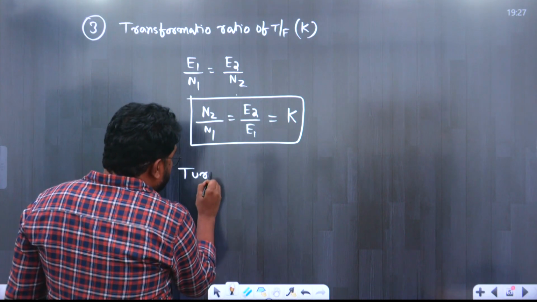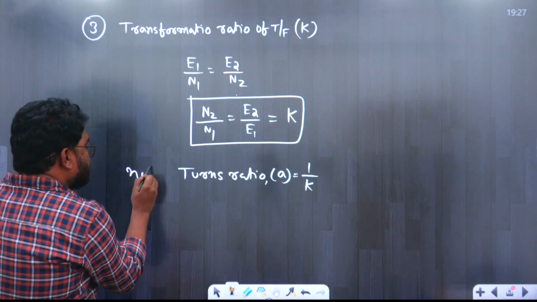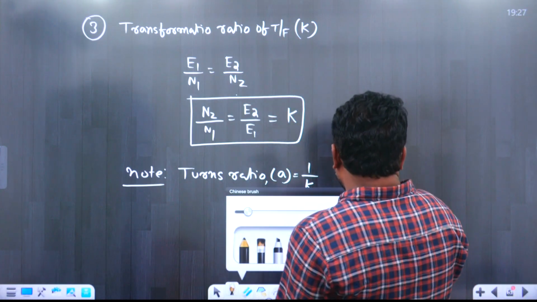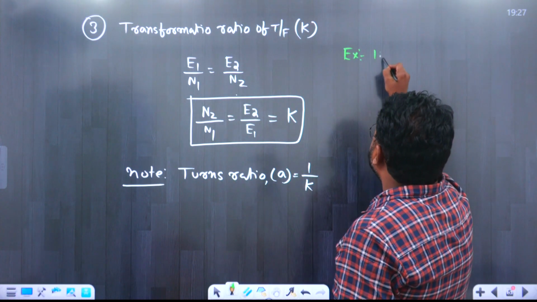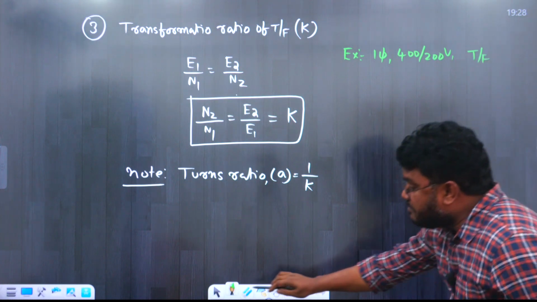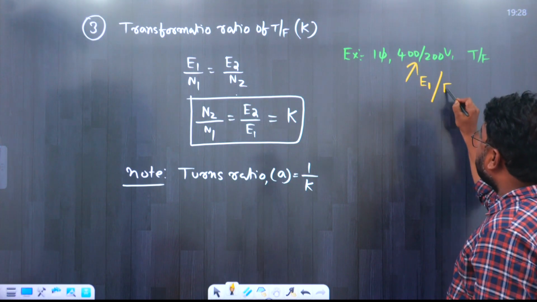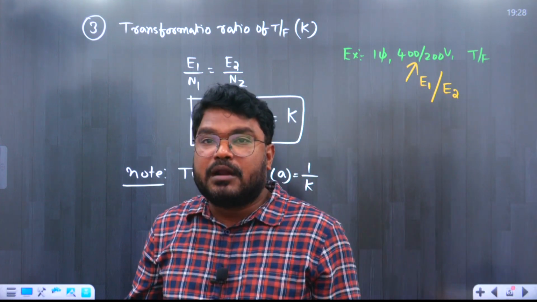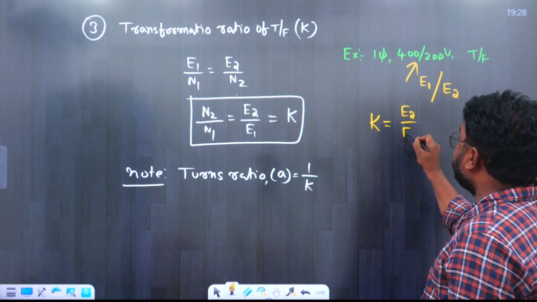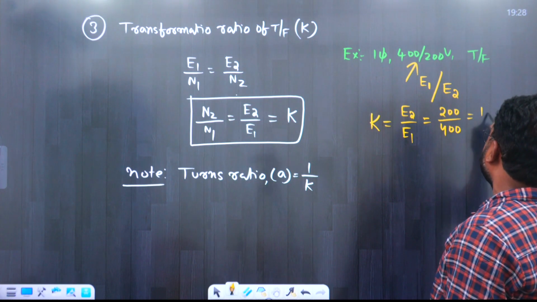Suppose we want to find out the turns ratio, which is denoted by A. It is equal to 1 by K. The turns ratio is the reciprocal of the transformation ratio. So in the exam, what are the possibilities of the question? For example, we have a single phase 400 upon 200 volts transformer. The voltage rating is mentioned on the nameplate details of the transformer. This is always E1, the EMF induced in the primary winding, divided by the EMF induced in the secondary winding. Then how do we calculate the transformation ratio? K is always the EMF induced in the secondary winding divided by the EMF induced in the primary winding. So 200 divided by 400 is equal to 1 by 2.